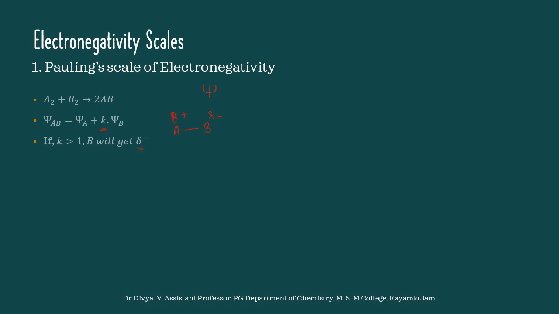Similarly, if the constant's value is less than 1, then A will get a partial negative character. That is, in AB, A gets a partial negative character and B gets a partial positive character. Because of this partial ionic character, the AB bond is stronger than that would be expected for a pure covalent bond.